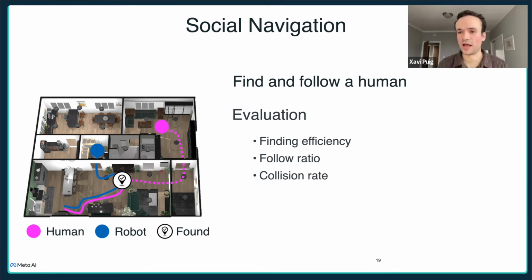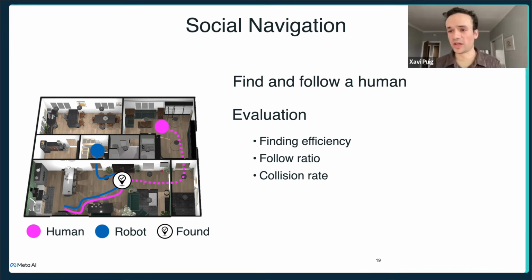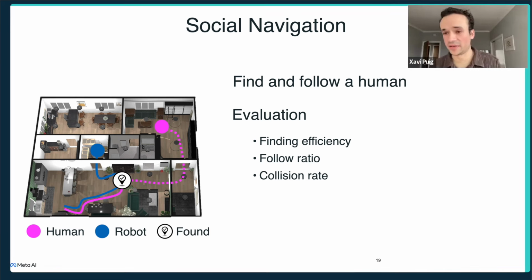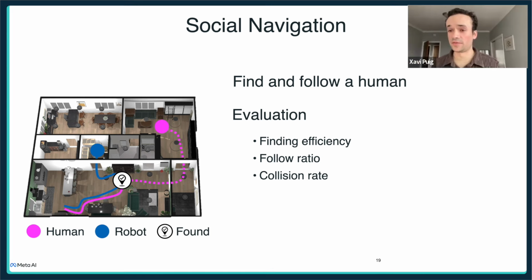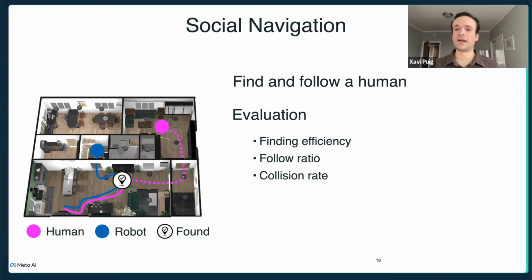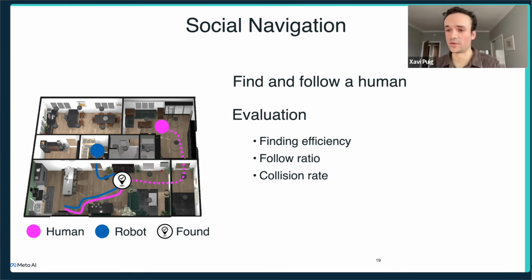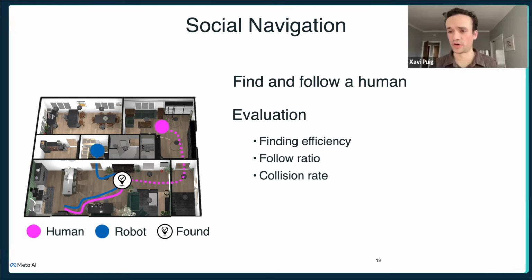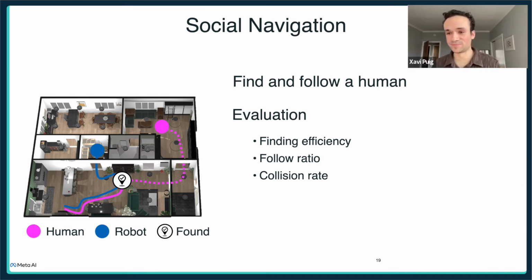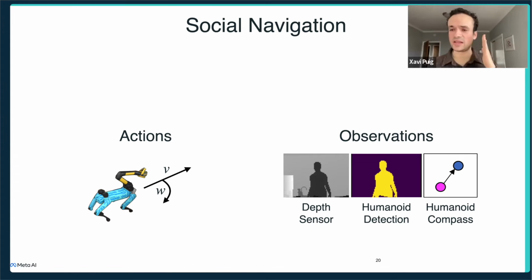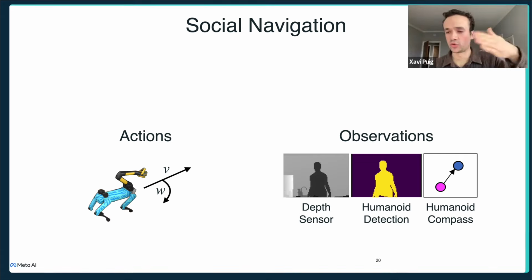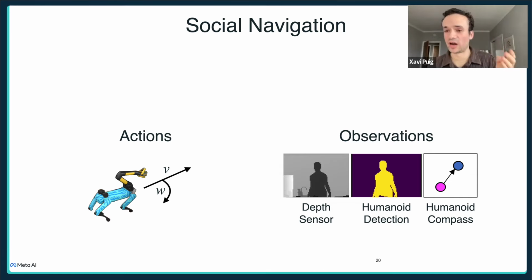And so we will use three metrics to measure the effectiveness of this task. We'll measure how quickly the robot finds the human in the environment. We'll measure for how long of the task the robot is effectively following the human. And finally, we will measure whether the robot is following the human safely, and so what is the rate of collisions that the robot has with the human. And so the robot agent will have two possible actions, one that allows it to move forward and one that allows it to rotate, basically applying some angular velocity. And it will have access to three sensors.